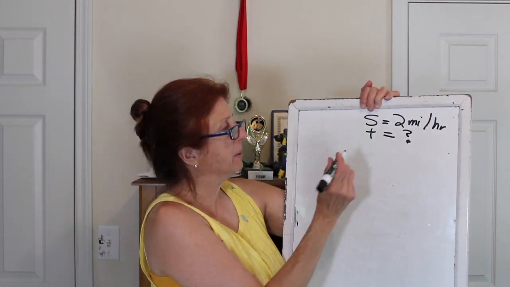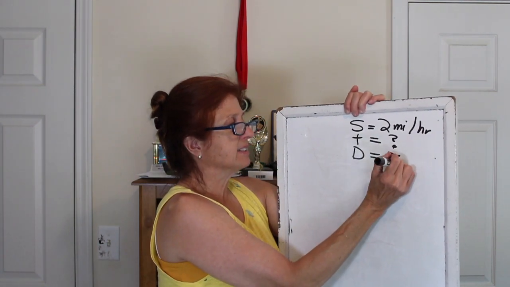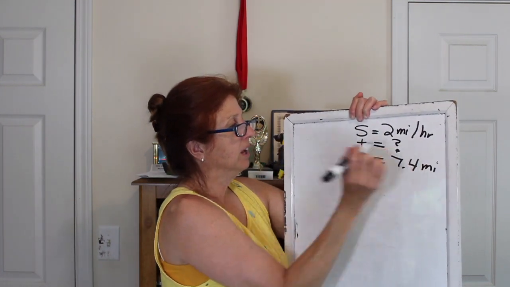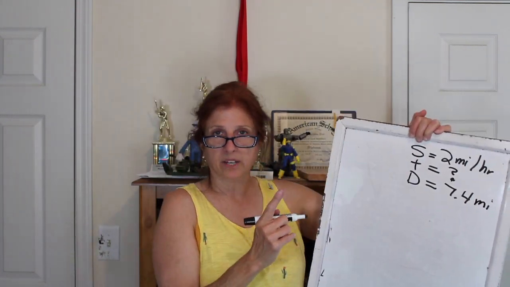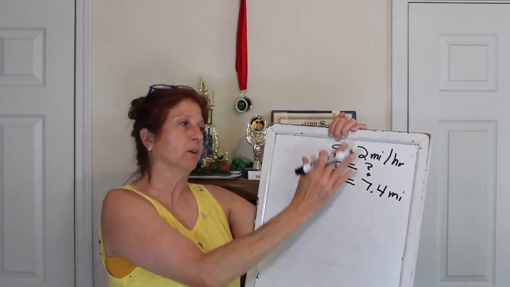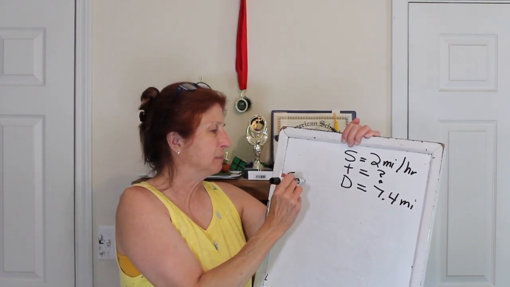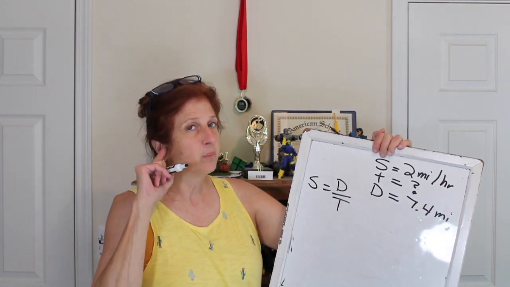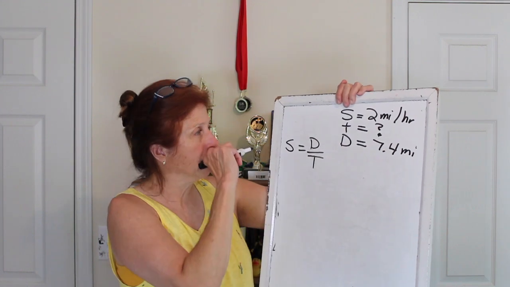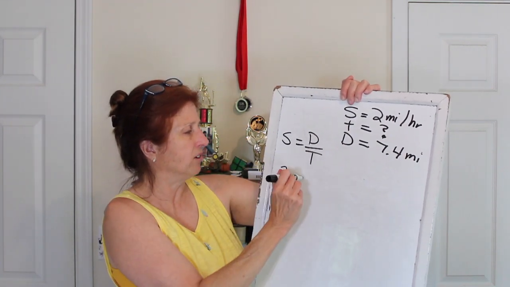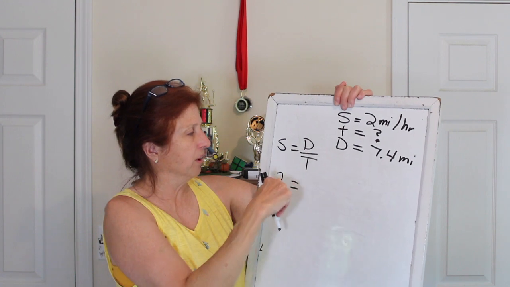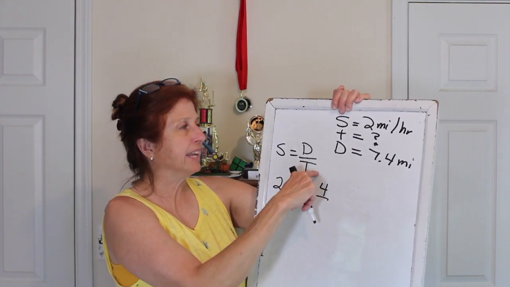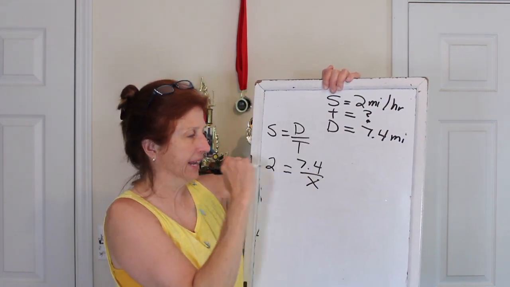And according to the map here, it tells us that that distance is 7.4 miles. All right? Now, the next thing we do is we think, what is a formula that relates these things? And it's speed equals distance over time. Now, what do we do? We substitute, and we substitute in right underneath the letters that go with them. So S is 2, D is 7.4, and for T, since it's unknown, I'm going to put an X.